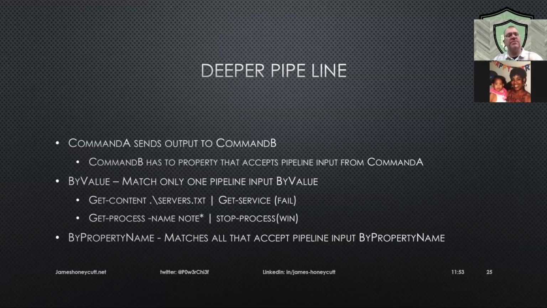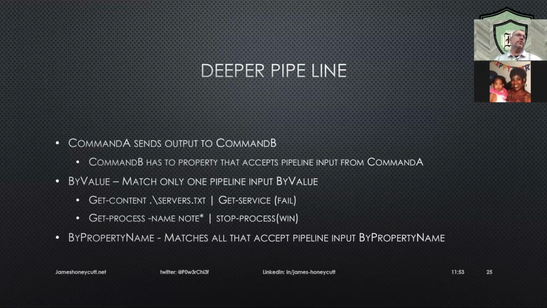So here's where we would actually get real deep into what actually happens to the pipeline. But the main takeaway from this slide is that you have two things that can go across the pipeline. Your outputs can either be by value, meaning the value of whatever the output is matches the value of an input on the other side of the pipeline. You can only have one in order for it to work. If it doesn't have any values that match, then it'll go by property name.